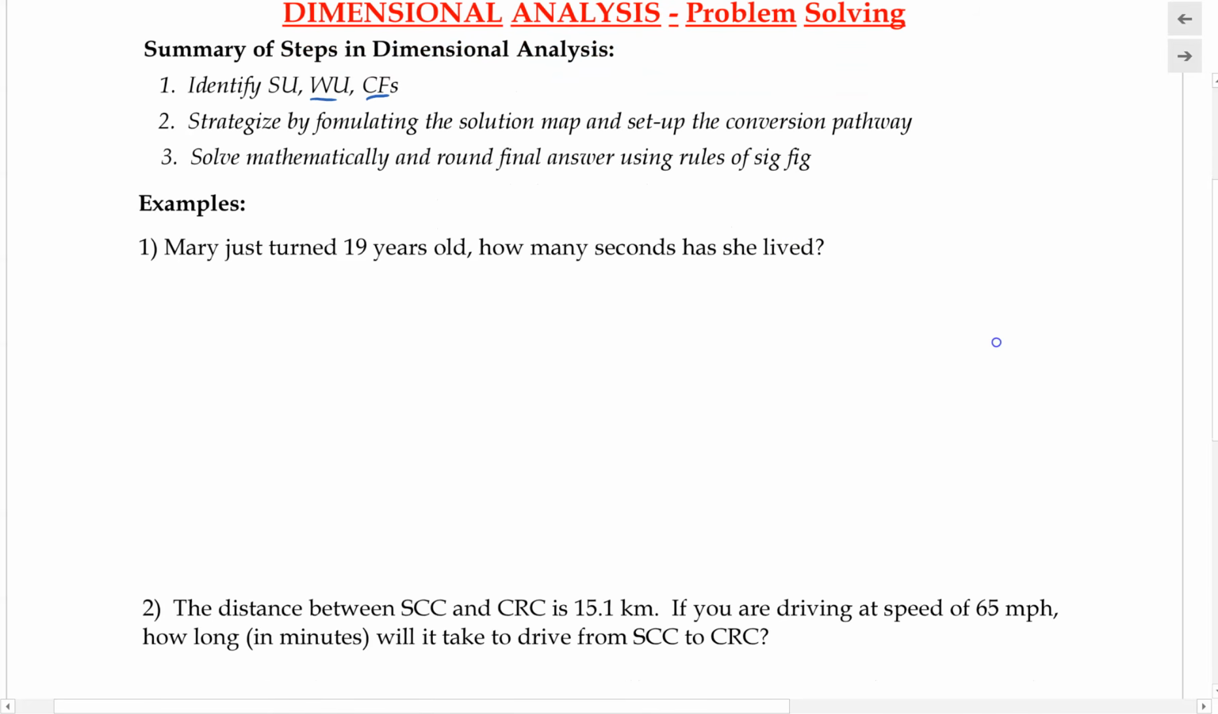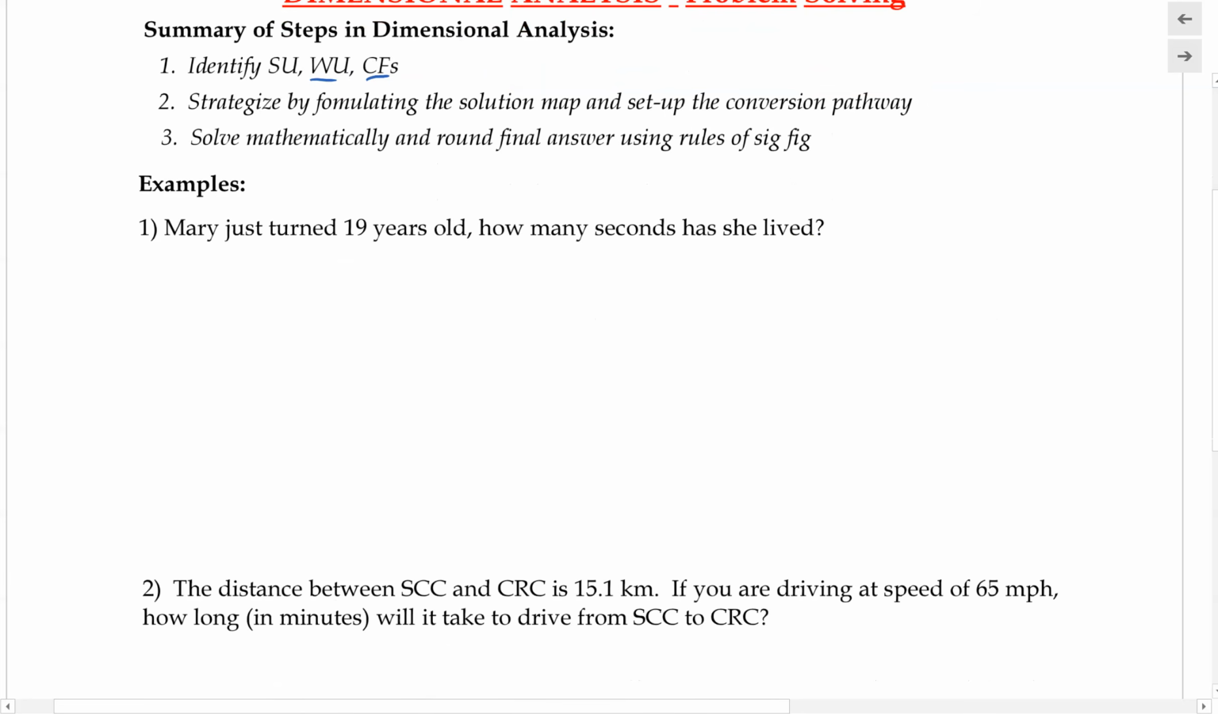So let's now apply this to solve some of the examples that we have seen already. On the first one, Mary just turned 19 years old. How many seconds has she lived? So here in this case, we have found the starting unit and the wanted unit in this problem already. Let's now put all of that into the conversion pathway.